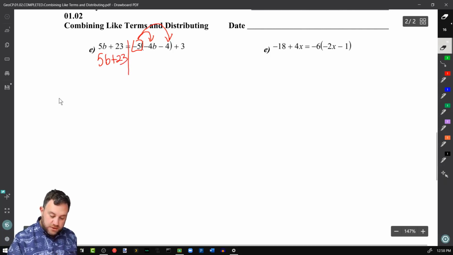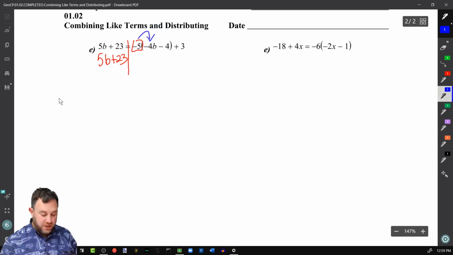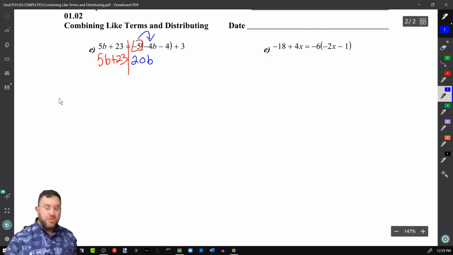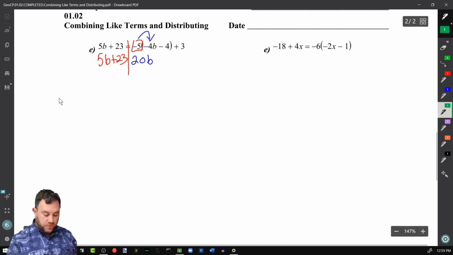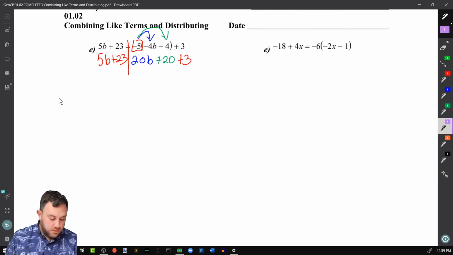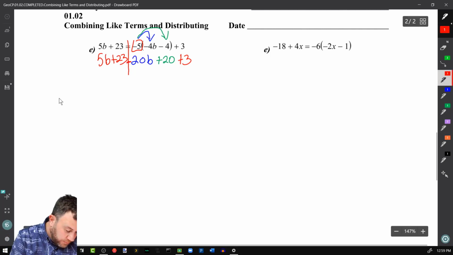I'm actually going to change the color on this. So -5 times -4b. -5 times -4 is positive 20. And then we just bring the b with it. Then -5 times -4 is, again, positive 20. And we just bring down that plus 3. I forgot my equal sign, sorry.